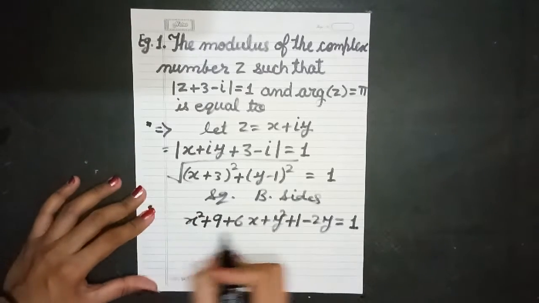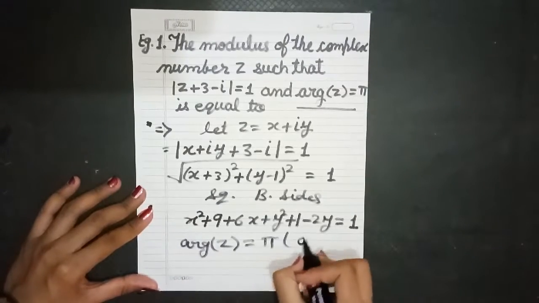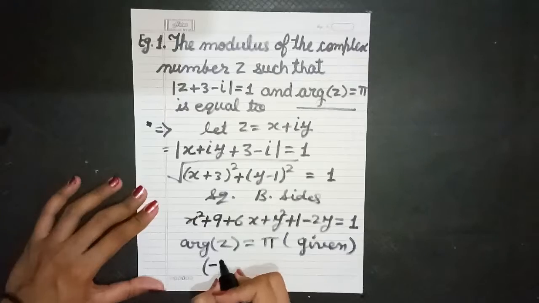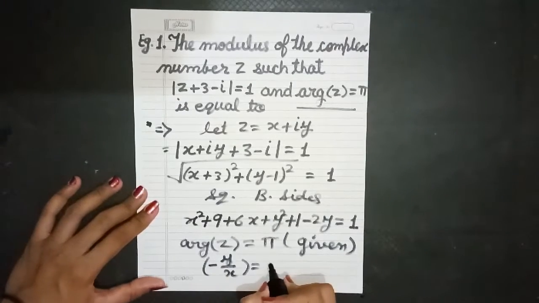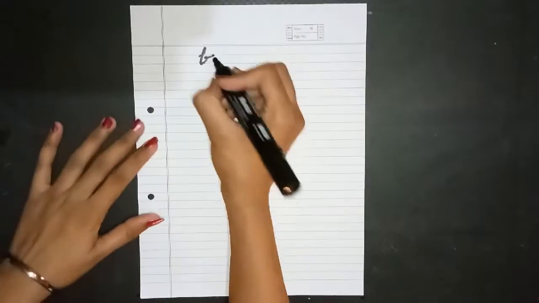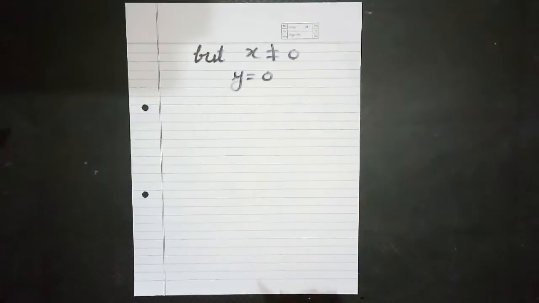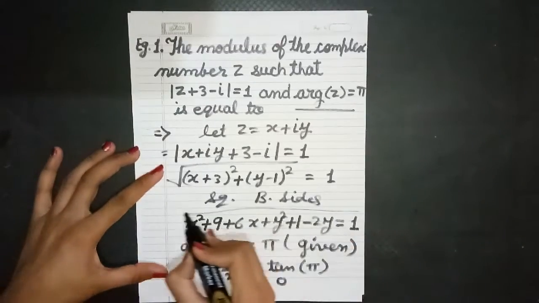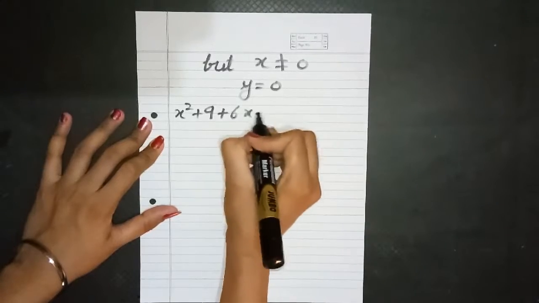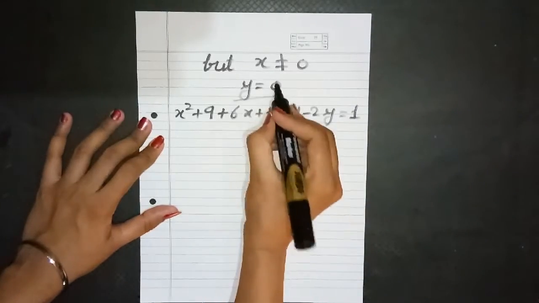Now we are given that argument of z is equal to pi. Now argument z is equal to pi, then we know tangent of argument is imaginary part by real part, that is equal to tangent pi, which we know is 0. But x cannot be equal to 0, right? So this gives us that y is equal to 0. Now we will put this value of y in this equation. We have the equation x square plus 9 plus 6x plus y square plus 1 minus 2y that is equal to 1. Now just put y is equal to 0.